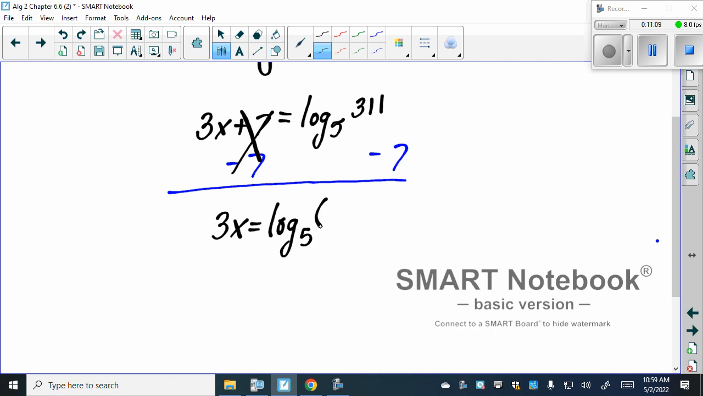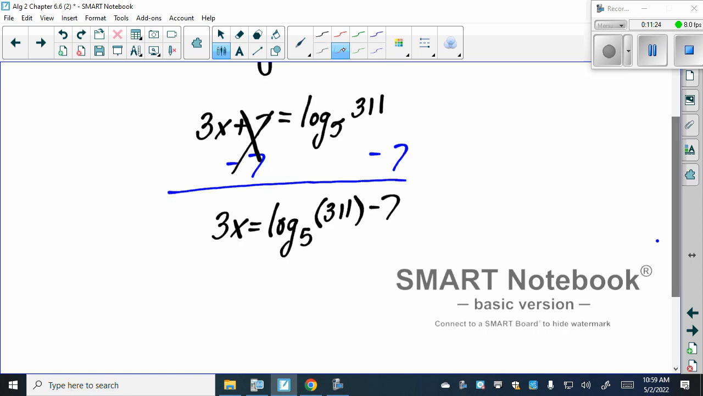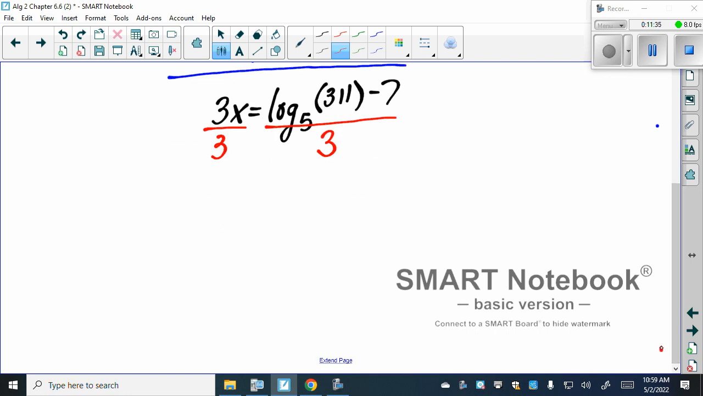It's actually a trick question. It's still 311 minus 7. Because that 311 is inside those parentheses, attached to the log. The negative 7 is not, so it stays on the outside. Then what would we do next? Divide both sides by 3. Which tells us that x is equal to log base 5 of 311 minus 7, all over 3.